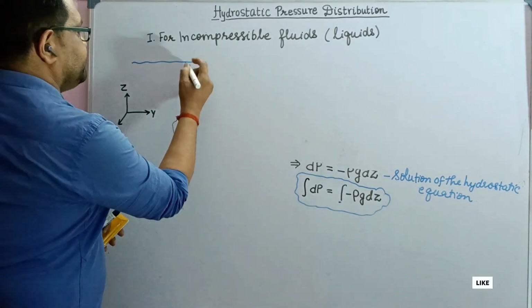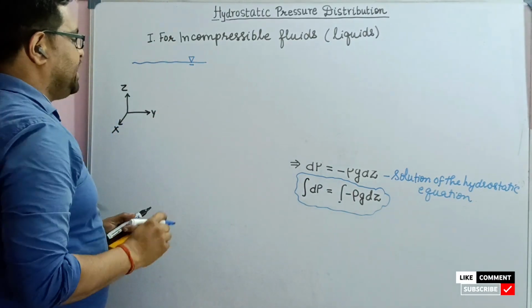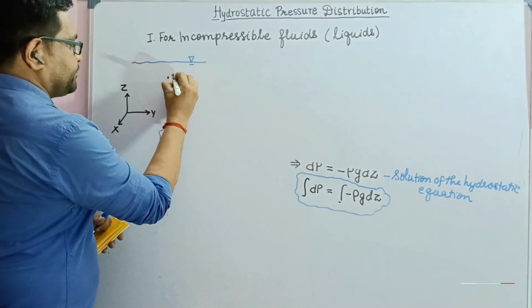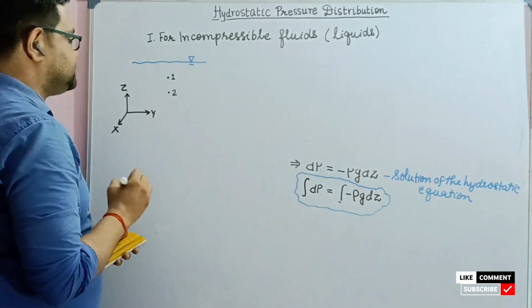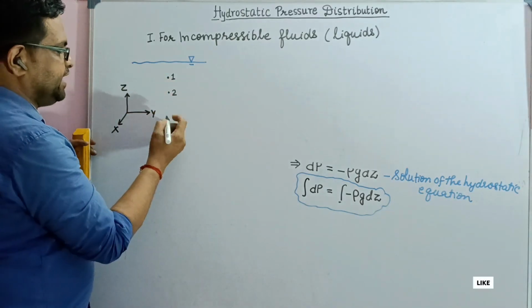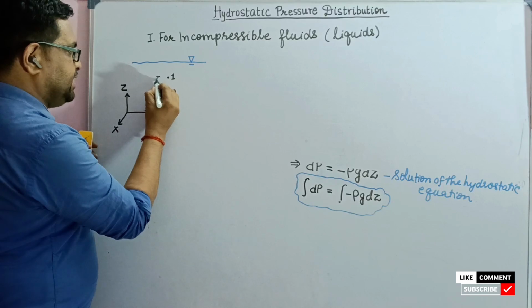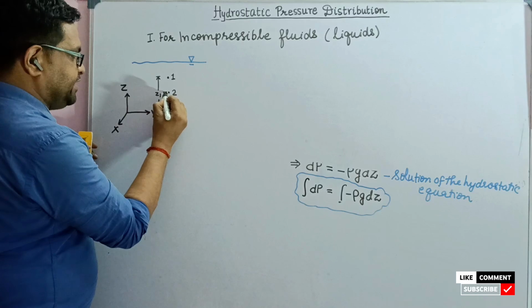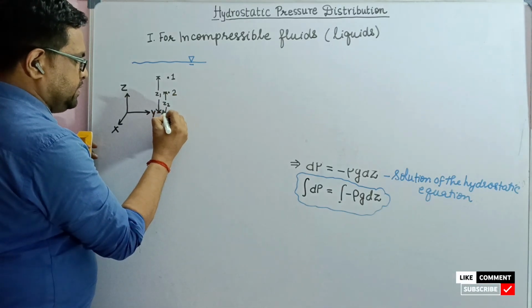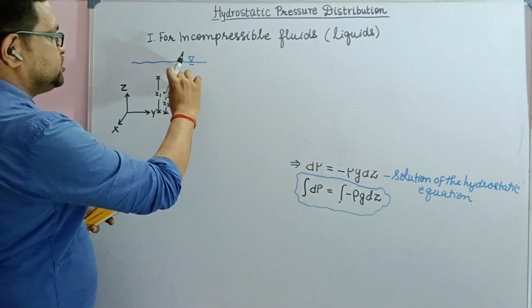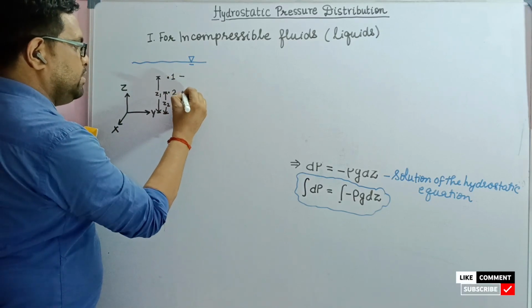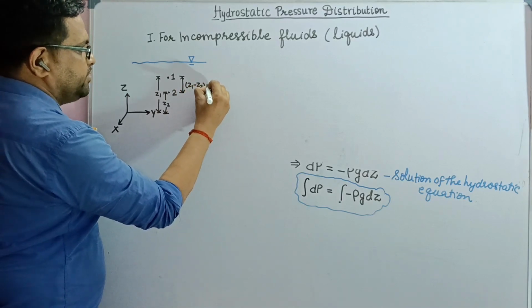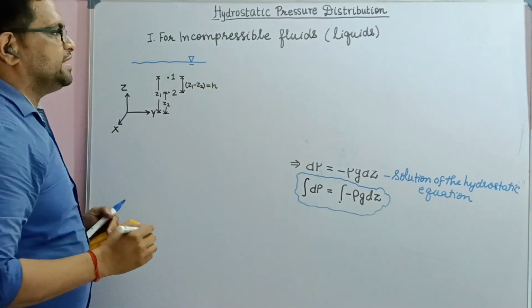Here, this is the free surface of the fluid, and we will consider 2 points, say point 1 and point 2, such that the elevation from this reference axis is indicated as, suppose for 1 it is z1 and for 2 let it be z2. So the difference between the elevations 1 and 2 will be equal to z1 minus z2, which let us assume is indicated as h.